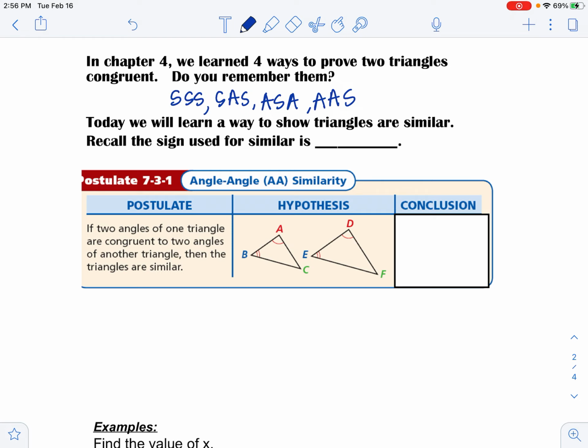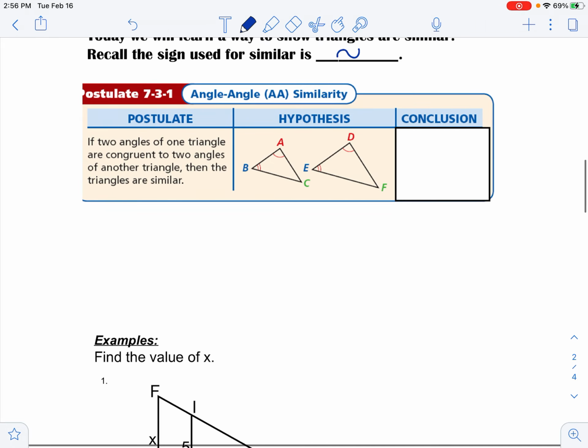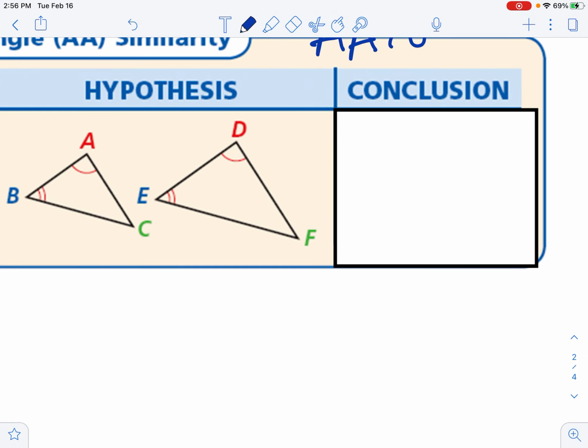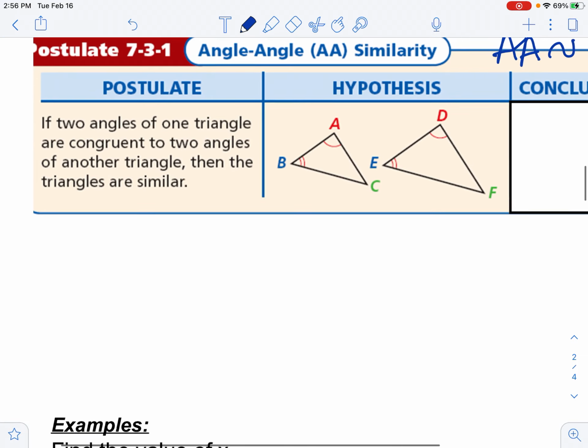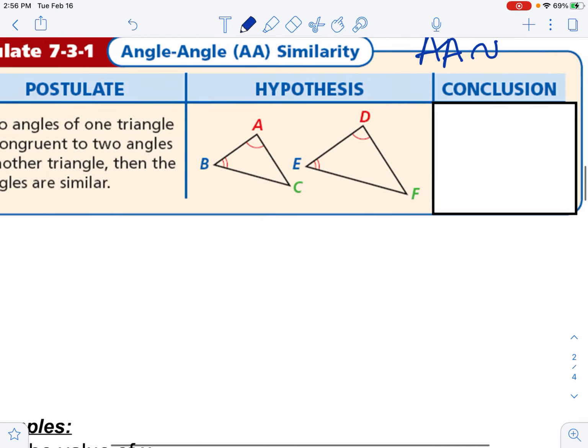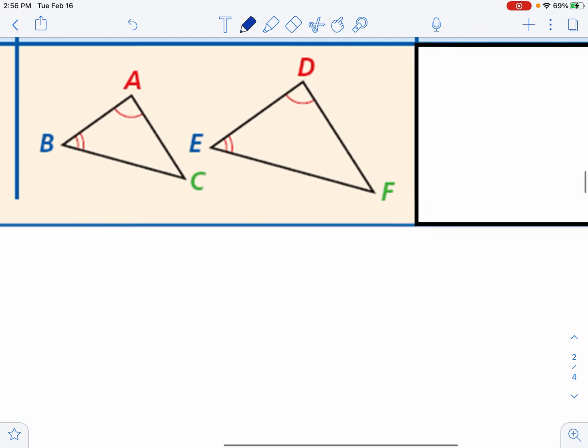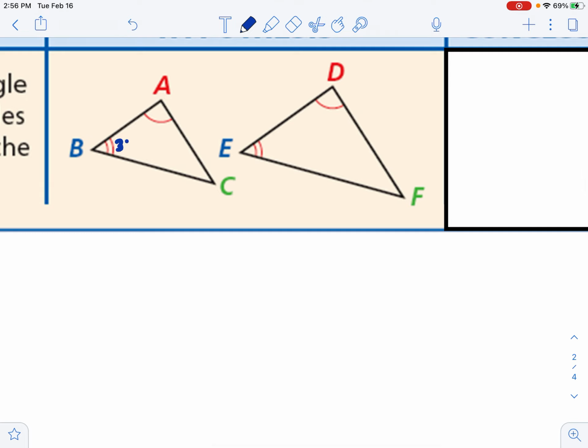Today, we're going to learn a way to show triangles are similar, not congruent, similar. Recall the sign used for similarity, which is this tilde. This is called the angle-angle similarity postulate, and we abbreviate it angle-angle similarity. It says if two angles of one triangle are congruent to two angles of another triangle, then the two triangles are similar.